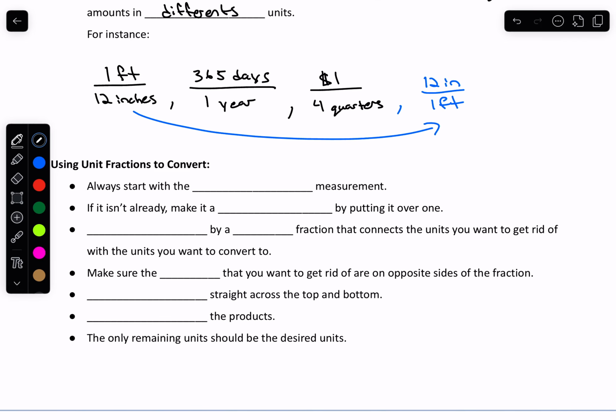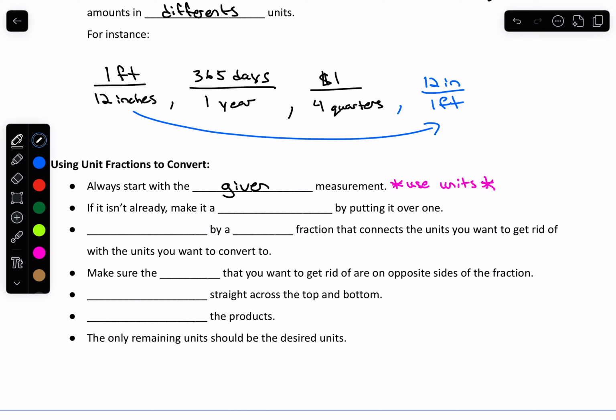Always start with the given measurement. So we want to make sure that we know what we have. When we say always start with the given measurement, we specifically want to make a note of units. We want to make sure that we don't just write down a number, we write down a number with units, because those units are going to tell us what we need to be multiplying by, which unit fractions we need, based on the units that are given in the original problem.